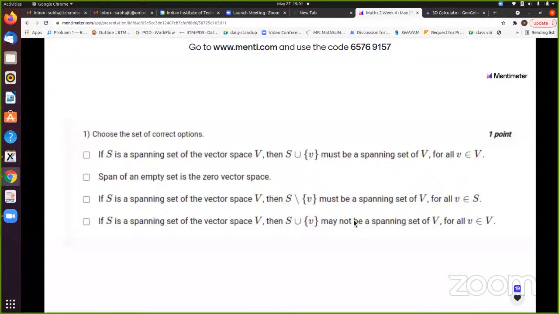Excuse me, sir. I know you explained, but just to be sure, spanning set means all the sets which can be made from it. So we are not talking about the smallest spanning set of V. If you are taking any element of V, it can be written as a linear combination of the elements of S, then S is the spanning set. Yes.